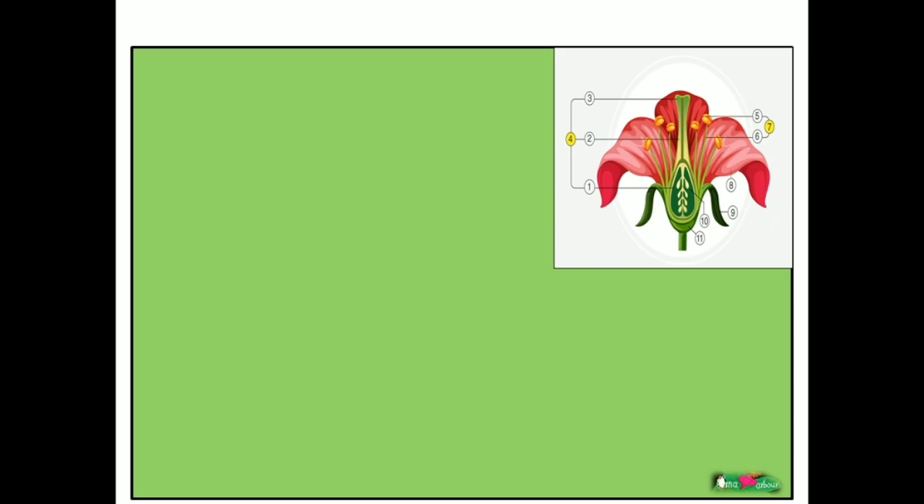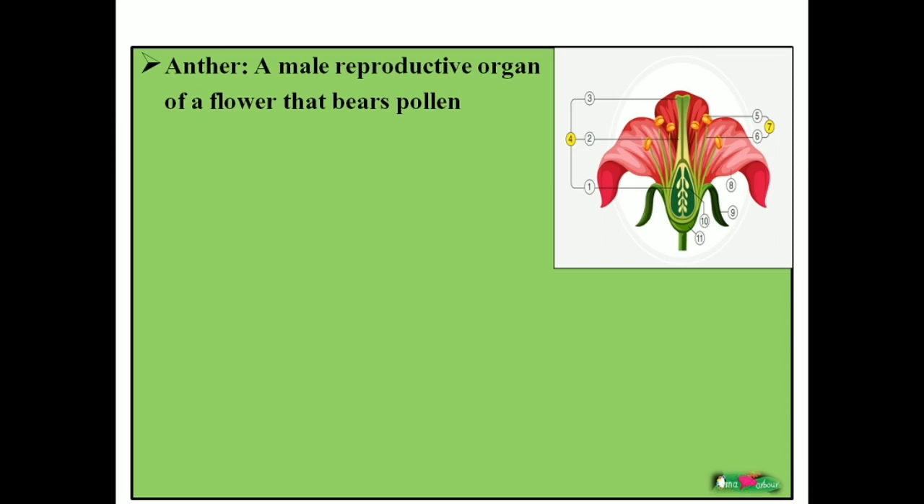First, we can start from number 5. Number 5 indicates anther, and on the surface of the anther you can find pollen. Number 6 indicates filament. It is attached to the anther. And that complete structure, anther plus filament, is called stamen.